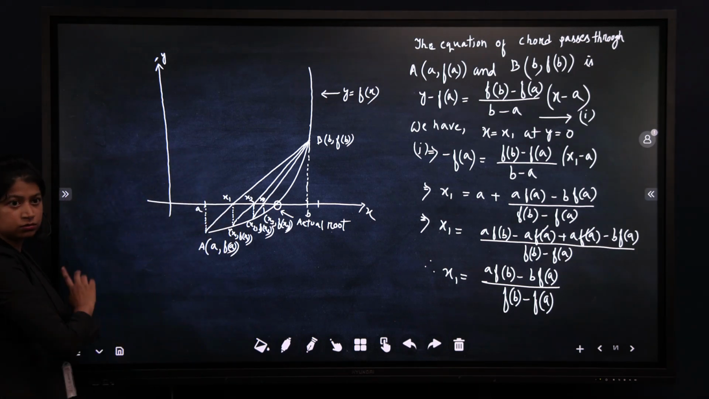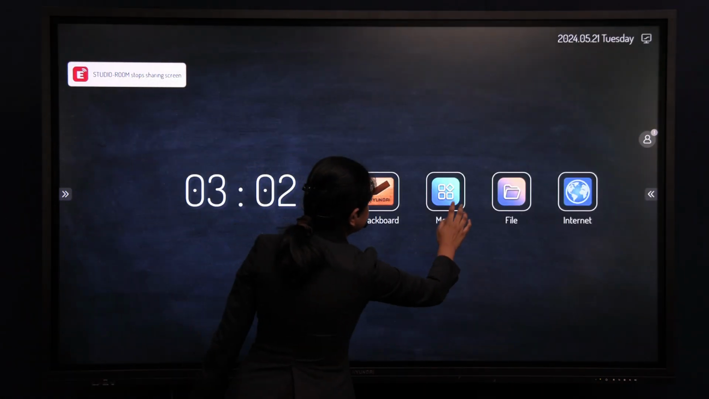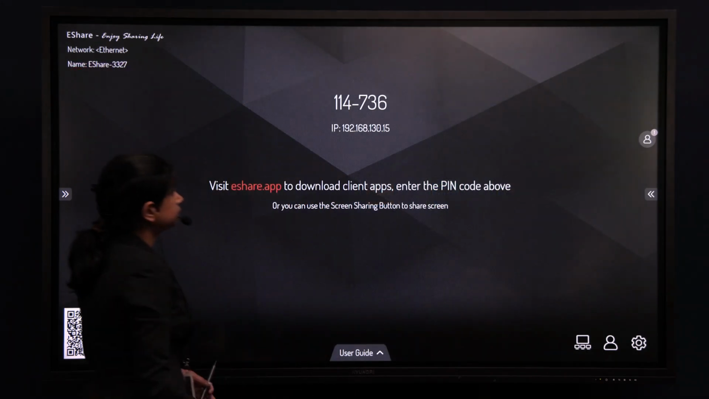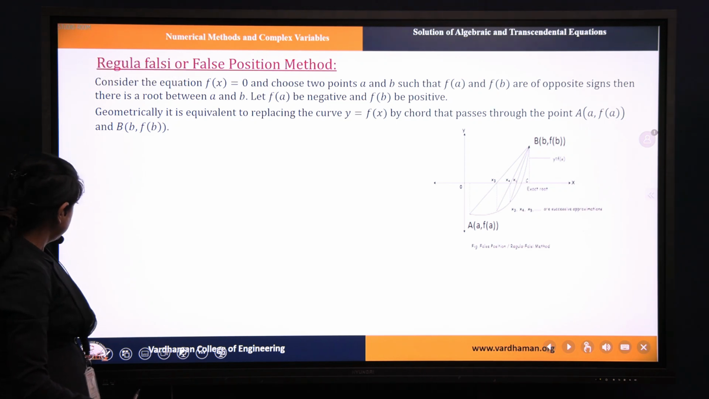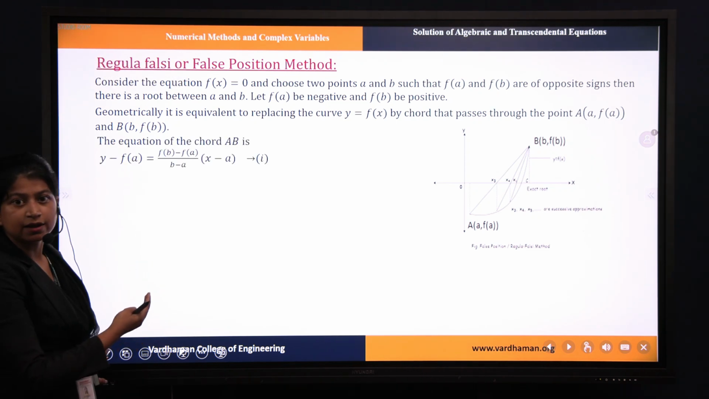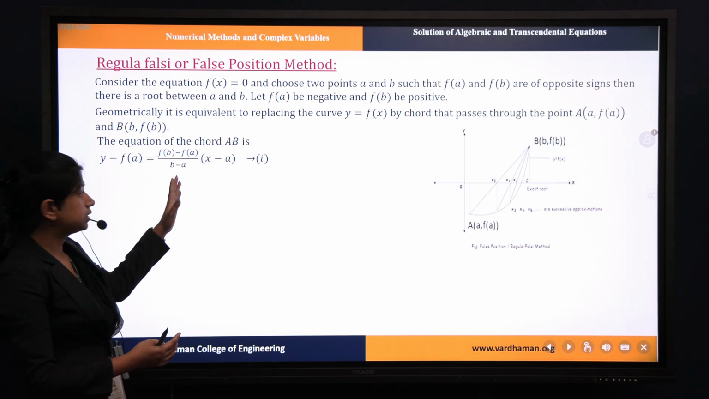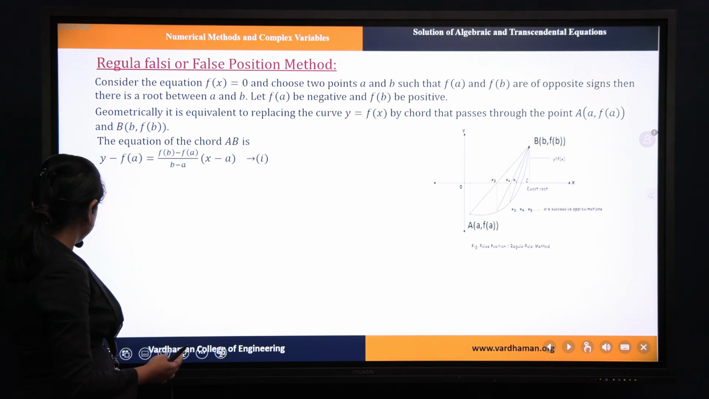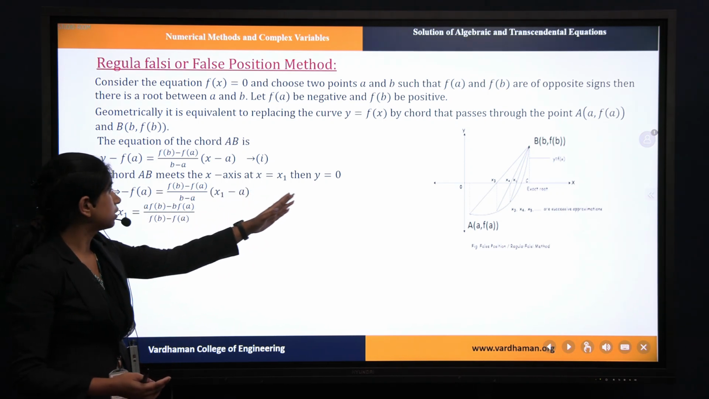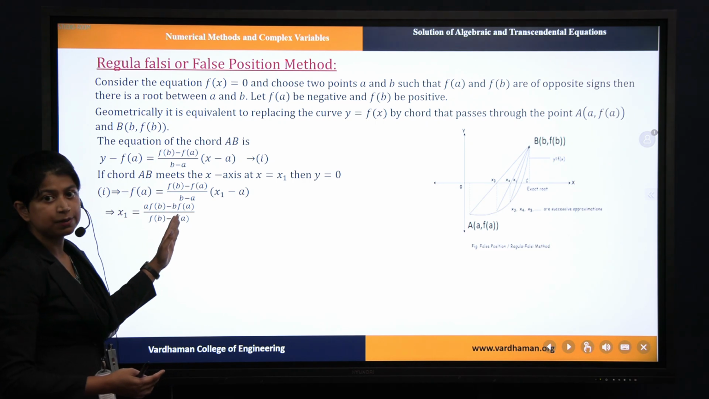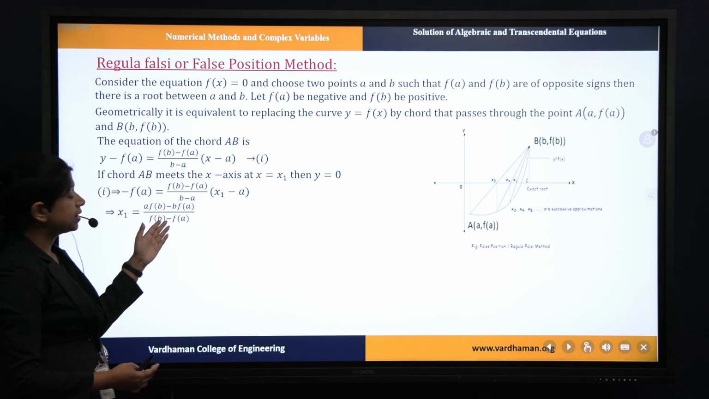Now let us go back. So here the equation of the chord I have already explained. This is y minus f of a equal to f of b minus f of a by b minus a, into x minus a. So if the chord AB meets the x-axis at x equal to x1, y equal to 0, then we get this first approximation as a f of b minus b f of a by f of b minus f of a.